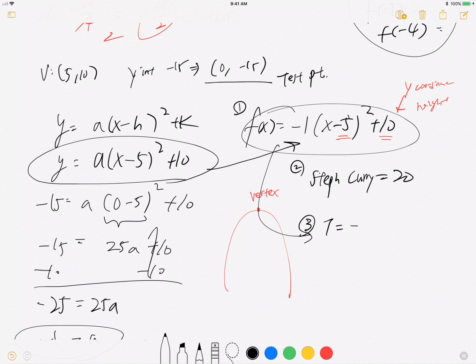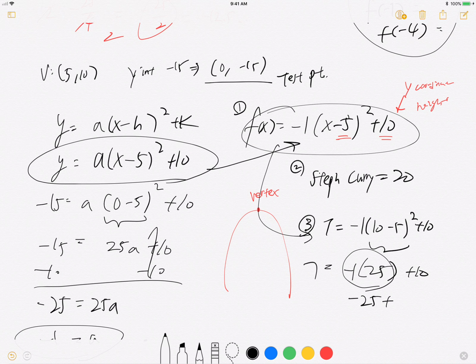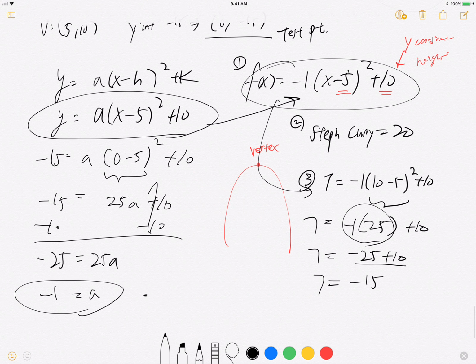7 is going to be y: negative 1 times (10 - 5) squared plus 10. This becomes 25 again, but 25 times negative 1 plus 10 equals 7. This becomes negative 25 plus 10 equals 7. This becomes negative 15 equals 7. Now you see how it doesn't make sense, right? Therefore, the ball will not go in.